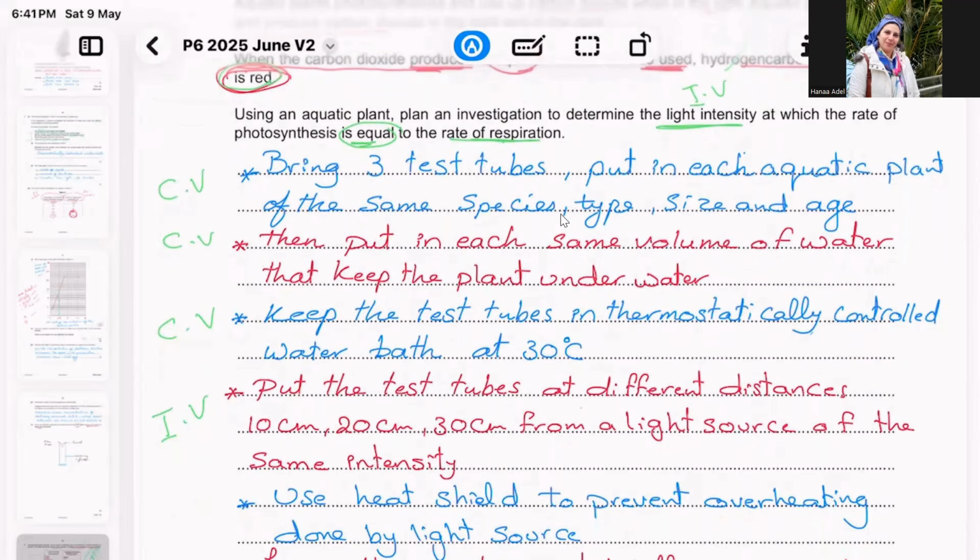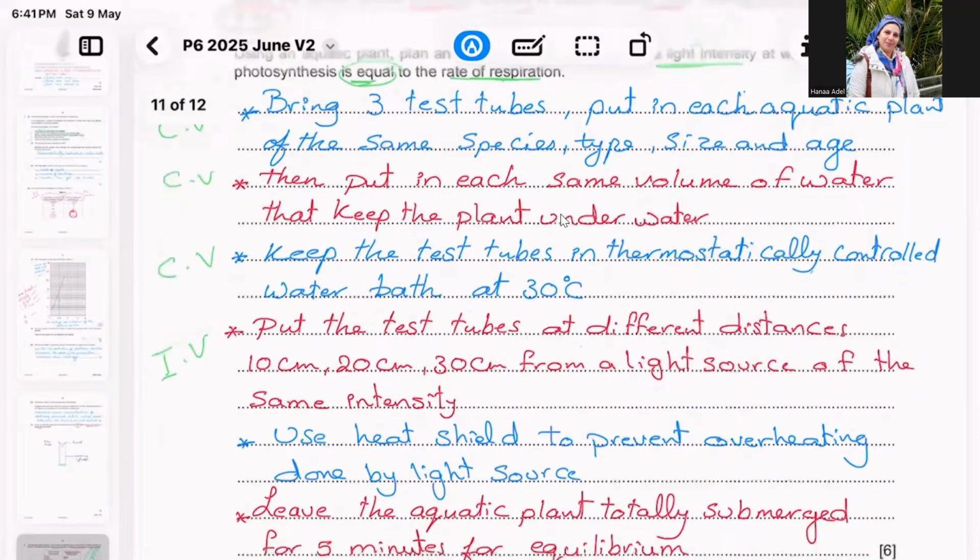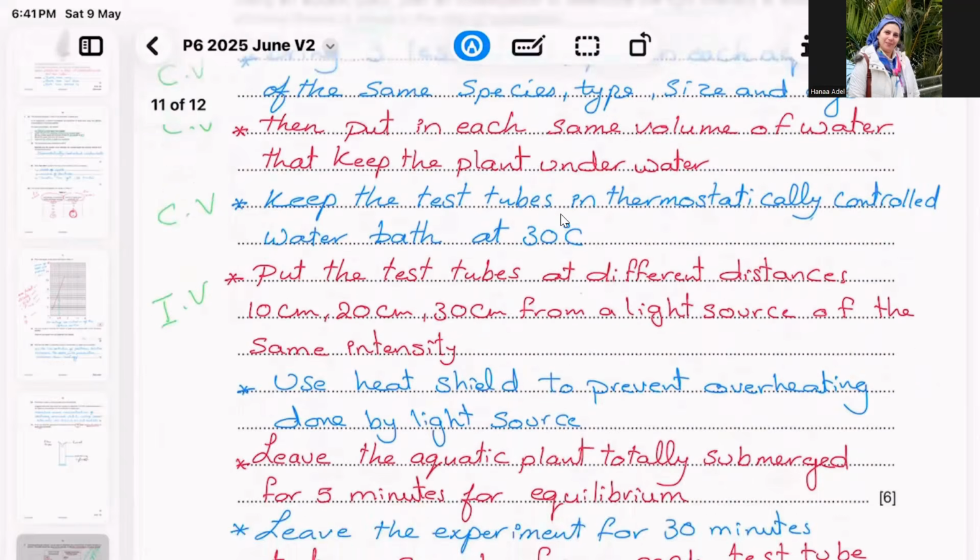Leave the aquatic plant totally submerged for 5 minutes for equilibrium. What is meant by equilibrium? This means that all the components of this experiment start to work together. And then you can leave the experiment for 30 minutes, for example. You can write it as 60 minutes. So the time that you want, this is also a controlled variable.